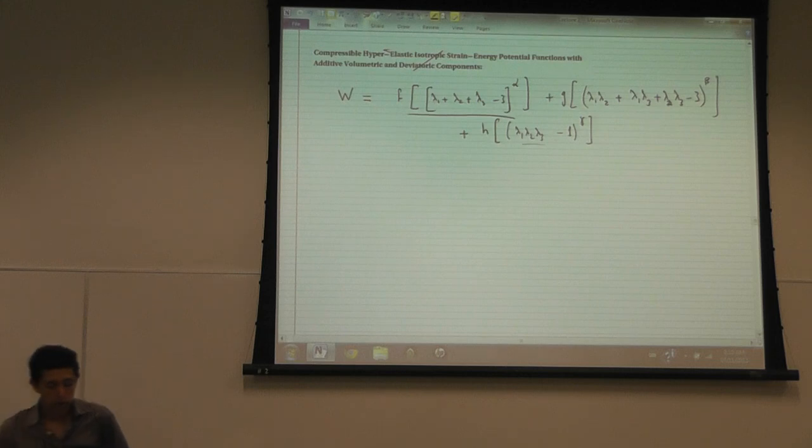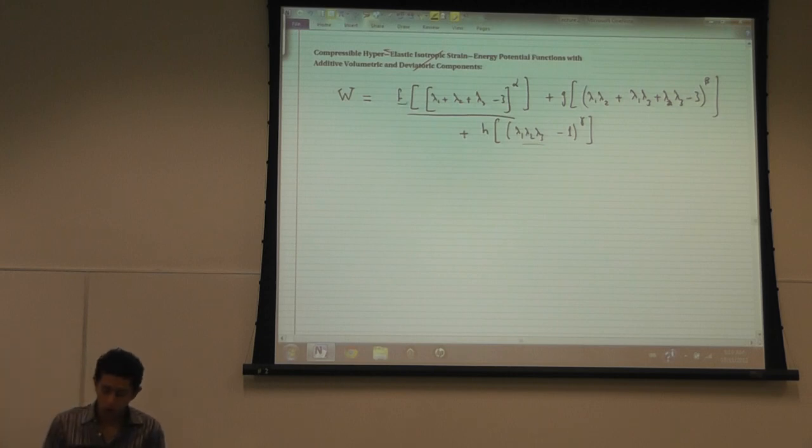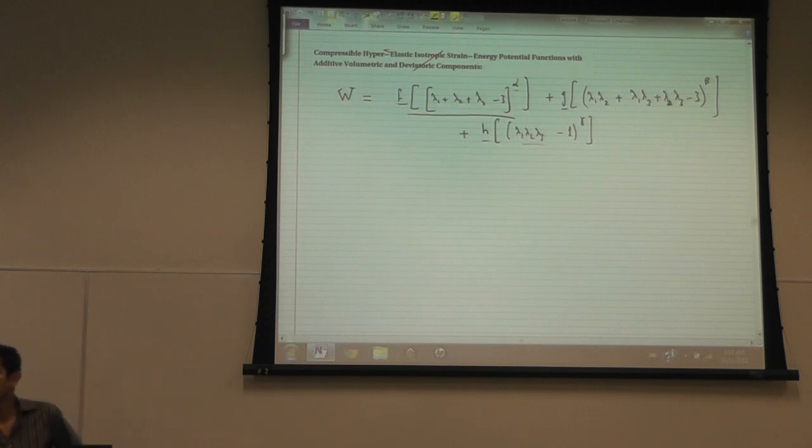And so any form like this would work, and all you have to do is propose a certain form for the function f, for the function g, for the function h, take it to the lab, do some experiments, and find the material constants that appear in that form.